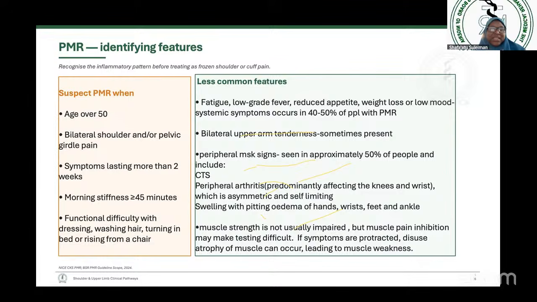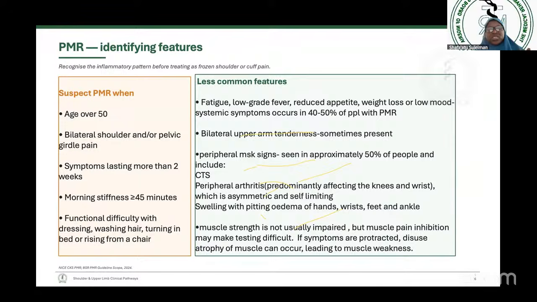Bilateral upper arm tenderness can sometimes be present, and peripheral MSK signs are seen in approximately 50% of people. These include carpal tunnel syndrome or peripheral arthritis, predominantly affecting the knees and the wrists, which is asymmetric and self-limiting. And then they might also present with pitting swelling of the hands, the wrists, the feet, and the ankles. So look also around the extremities.